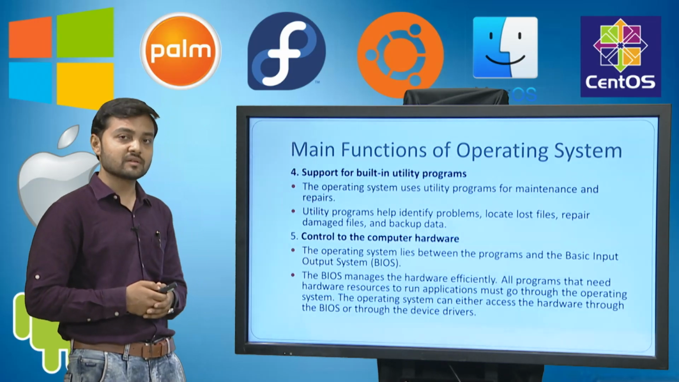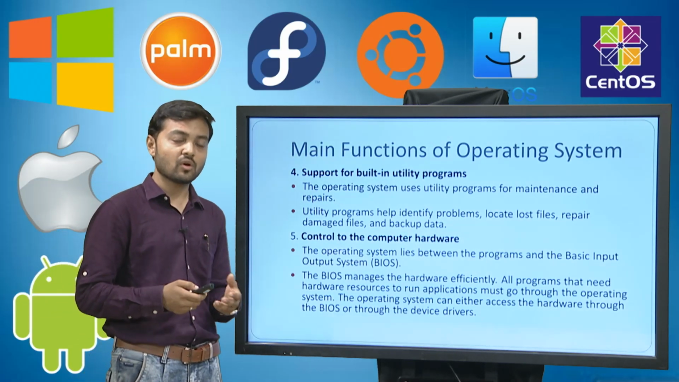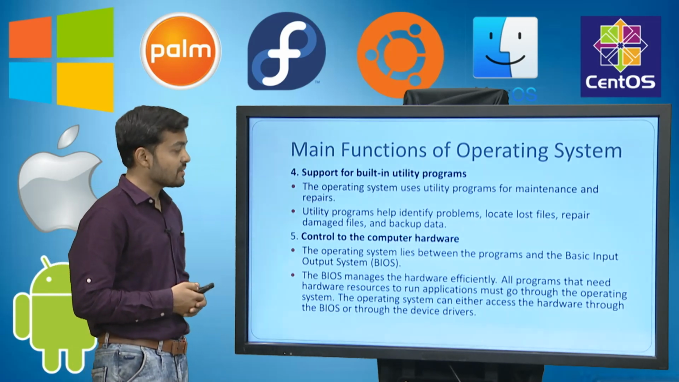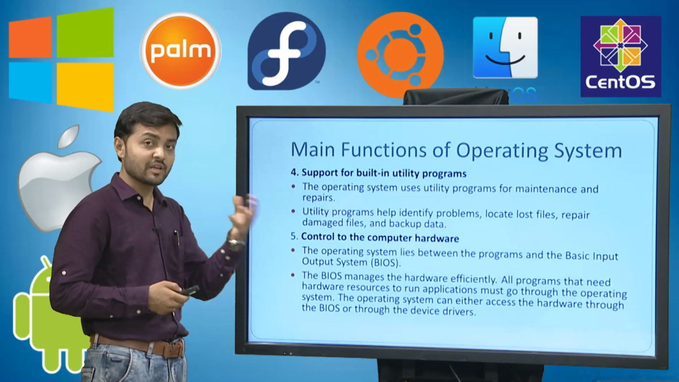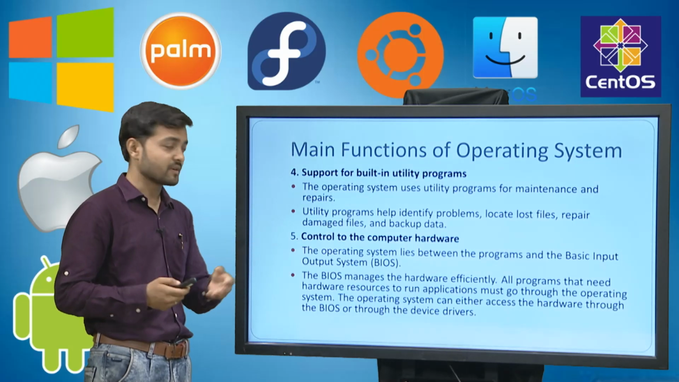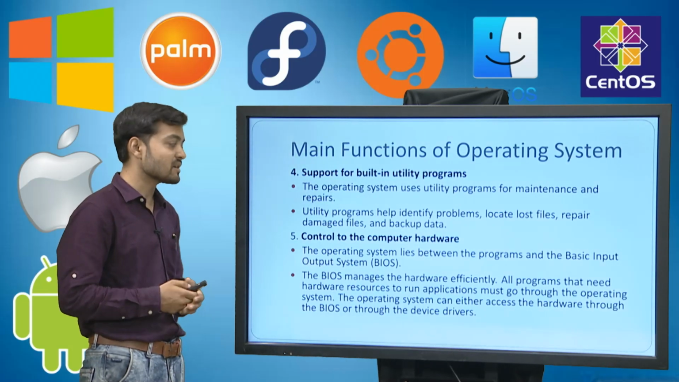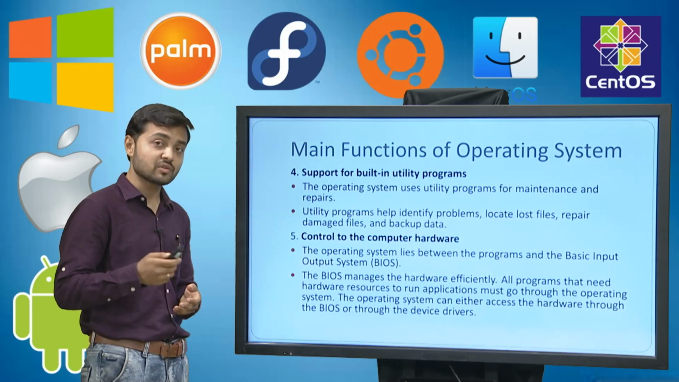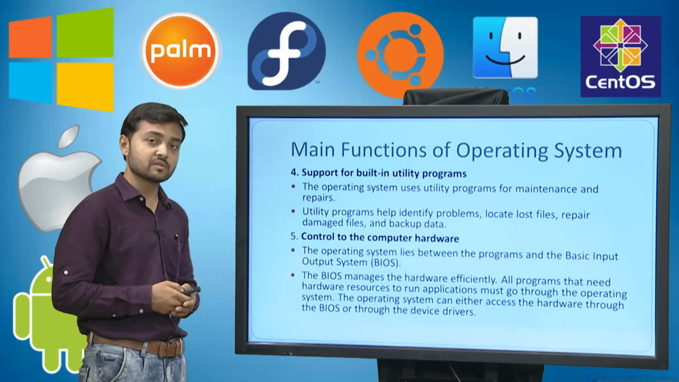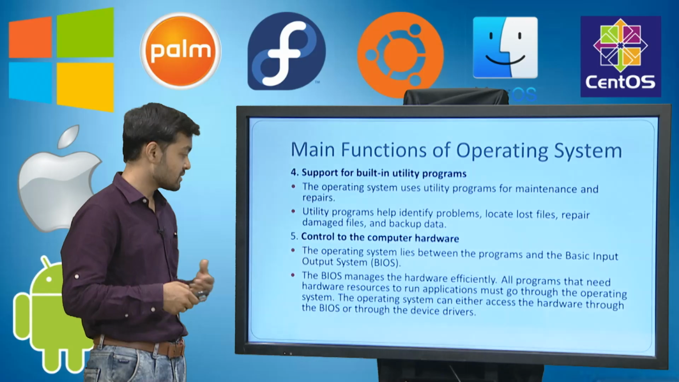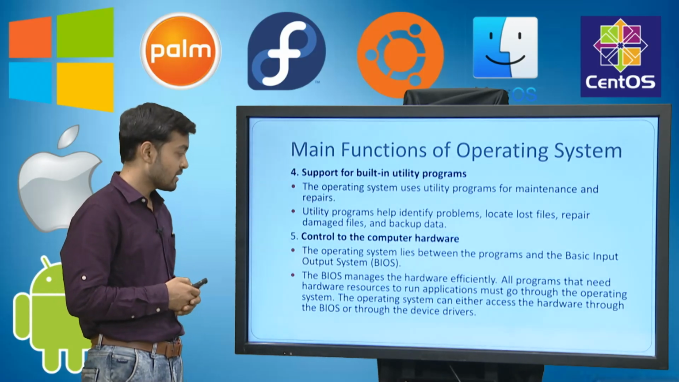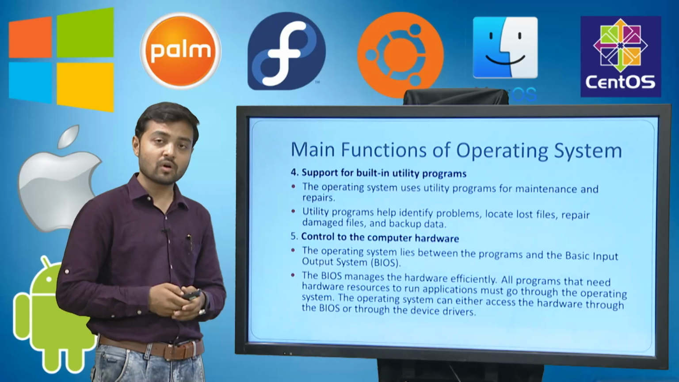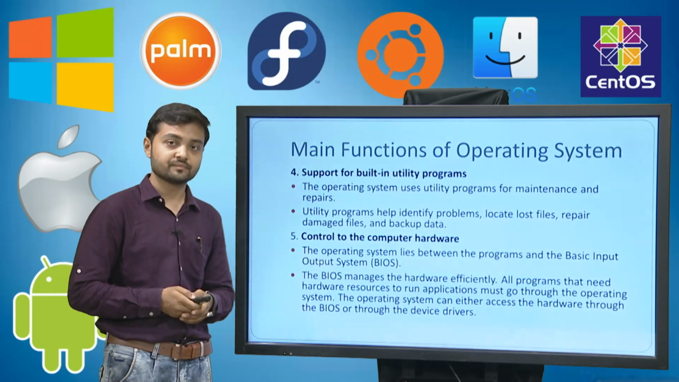Next task the operating system manages is the control of the computer hardware. The operating system lies between the application programs and the basic input-output interface. The BIOS manages the hardware very efficiently. All programs that need hardware resources to run applications must go through the operating system, and the operating system can either access the hardware through BIOS or the device drivers.